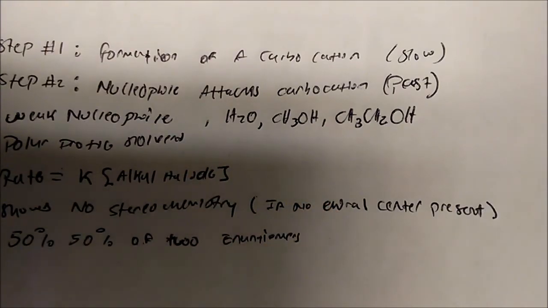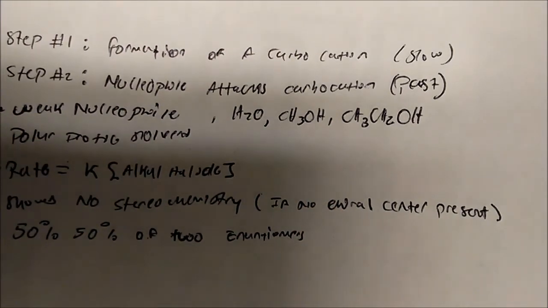One more important thing, well, two more, is that they show no stereochemistry if and only if there's no chiral center present. If there's a chiral center present in the molecule, SN1 reactions will show a 50-50% mixture of two enantiomers. So that is very important. You may lose some points on an exam without knowing that. All right. So that being said, let's look at a couple examples.